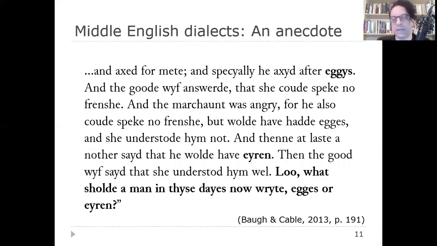So one of them comes into a house. He means a public house. One of them enters a pub and asks for food.